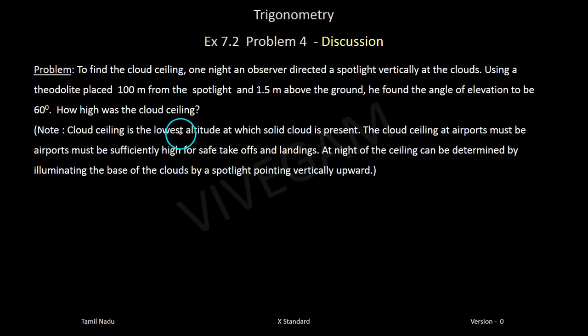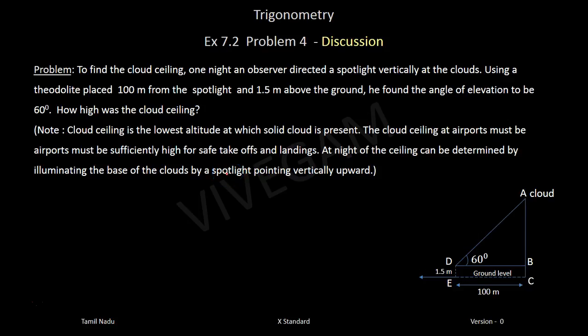Okay, note, cloud ceiling is the lowest altitude at which solid clouds are present. It's quite a bit of heavy cloud actually. The cloud ceiling at airports must be sufficiently high for safe takeoffs and landings. At night, the ceiling can be determined by illuminating the base of the cloud by a spotlight pointing vertically upward. Okay, let's not worry too much about it.